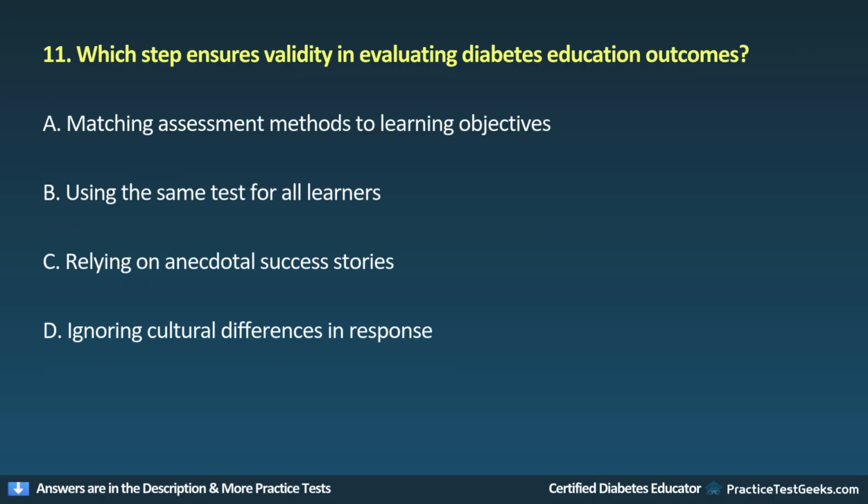11. Which step ensures validity in evaluating diabetes education outcomes? A. Matching assessment methods to learning objectives. B. Using the same test for all learners. C. Relying on anecdotal success stories. D. Ignoring cultural differences in response.